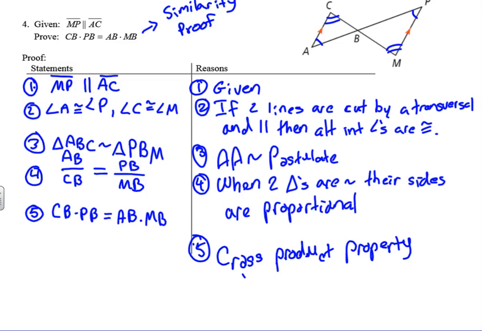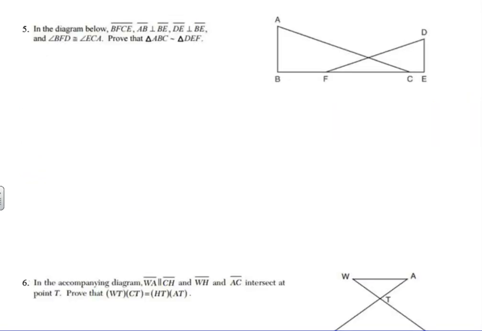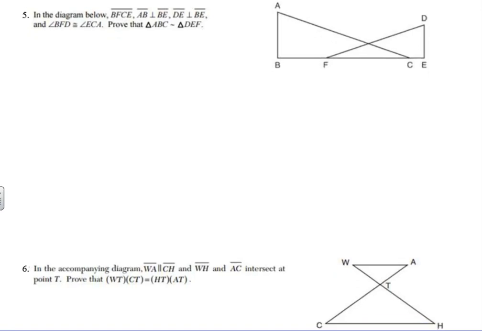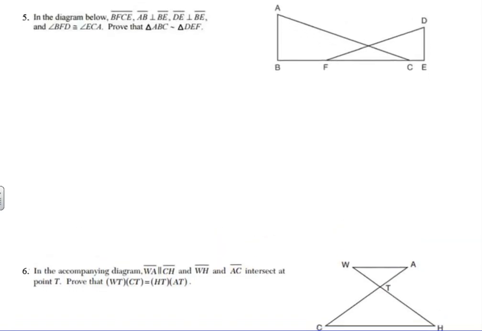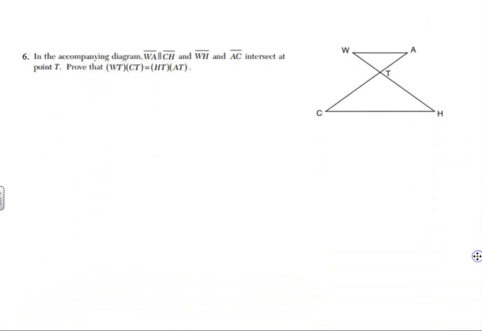So I think we've got another one that's like that one. Let's go ahead and do number 6. We'll skip number 5 here in this example. That's going to be an angle reason. But again, here's what we're given in the accompanying diagram. This and this are parallel, and AC intersects at point T. And again, we're trying to prove this.